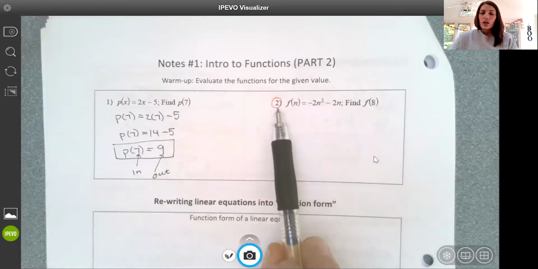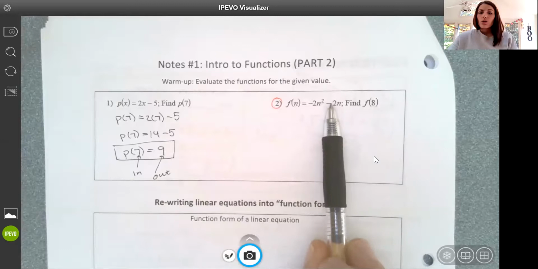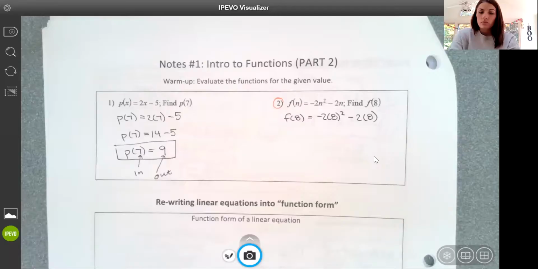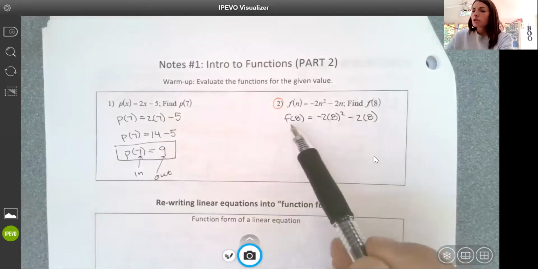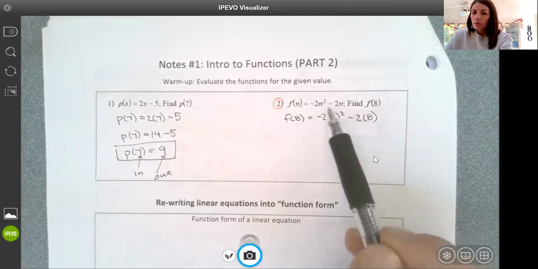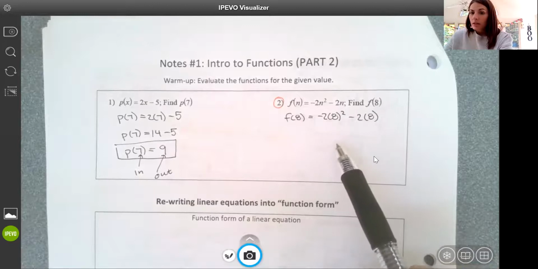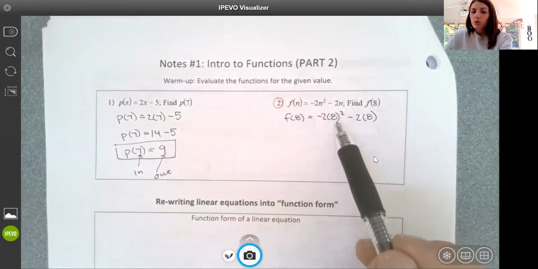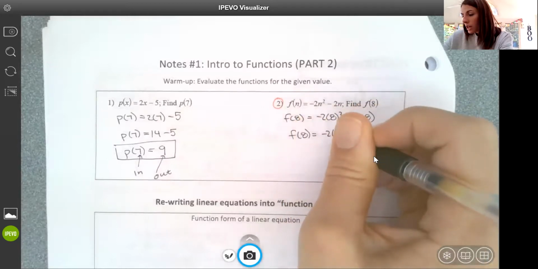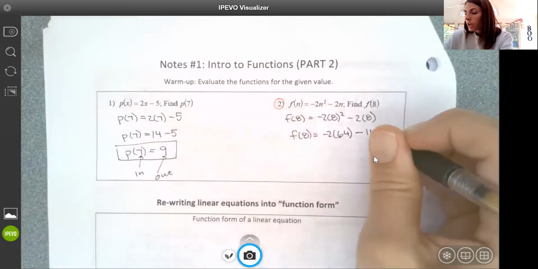Here's function f of n, and we want to evaluate that function when n is 8. Go ahead and do that work and we will compare in a moment. What I have here is just the initial setup. I've substituted 8 anywhere that there's an n in my function. Now, when I evaluate this, we need to remember PEMDAS, meaning I need to do this exponent before I do this multiplication. So I'm going to have f of 8 equals -2 times 64, and I can go ahead and do this multiplication, subtract 16.